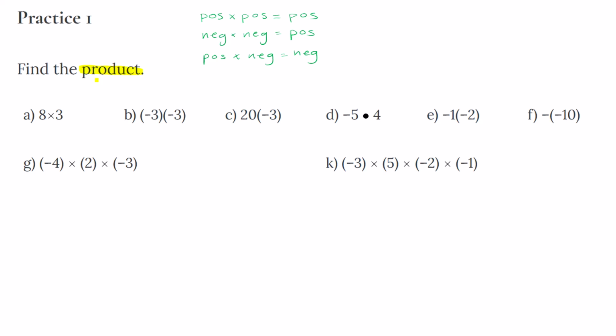You'll notice in these questions, we can denote multiplication in many different ways. We can use kind of like an X, we can use brackets to show multiplication. We can also use a dot.